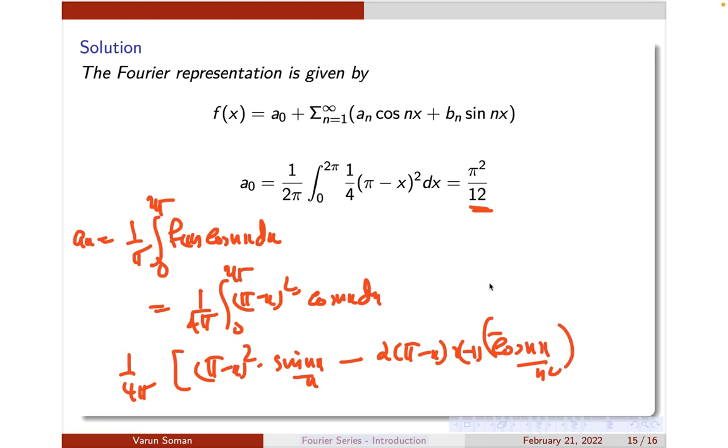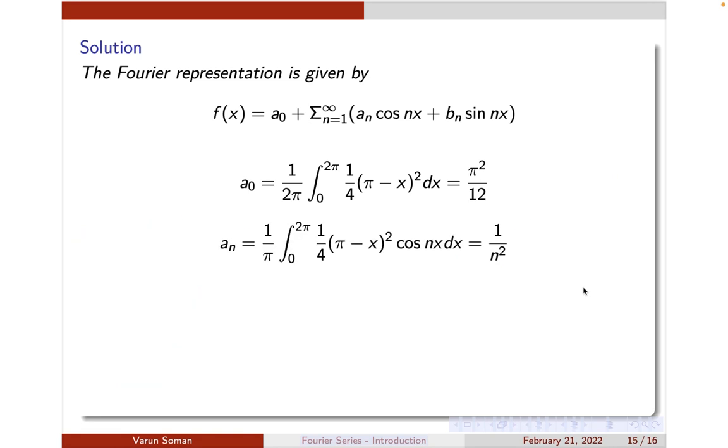Again plus 2 into the derivative of pi minus x, which is again minus 1, again we will have 2 into this quantity, which is minus sin nx by n cube. Okay, so this is the representation. Now you substitute the values from 0 to 2 pi. So please do it by yourself. Remember that sin 2n pi is 0 and cos 2n pi is 1. Okay, so using those results we can simplify this.